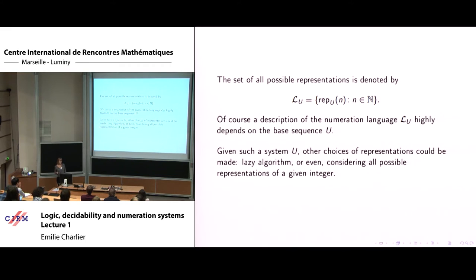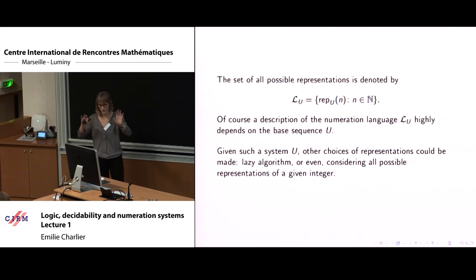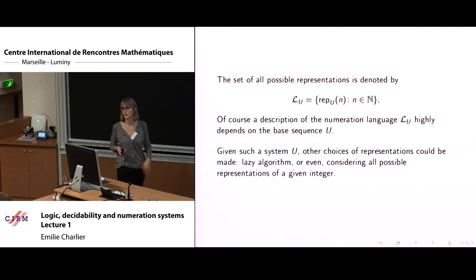To conclude this introduction, if you are in this framework of U systems, you want to characterize the set of all possible representations, but already you don't know. It really depends on the base you've chosen. So a description of this numeration language highly depends on the context, the sequence you've taken. Probably the algebraic properties, if the sequence is linear, are important, or other properties of the sequence can help you understand the set of all representations. And of course, you could also think of other ways than just the greedy algorithm to represent integers. You could use the lazy algorithm, or even choose all possible representations of a given integer. I just listed a few, and you can start with that and think of something else, and you have the same kind of definitions of recognizable sets within a numeration system.